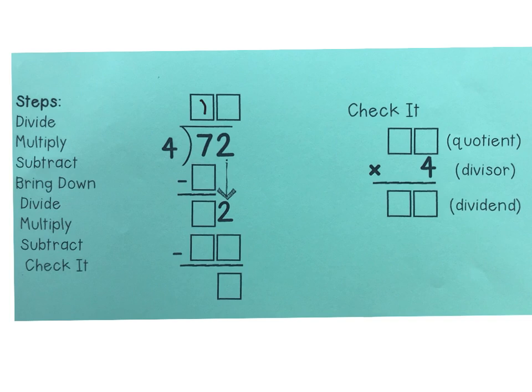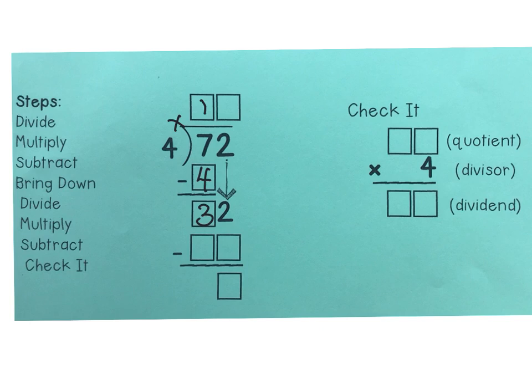So then I multiply. I'm going to put my little multiplication thing to remind me. 1 times 4 is 4. My next step is subtract. My next step is bring down the 2. Now I compare 32. My 32 is a lot larger than my 4, so I'm going to divide again.